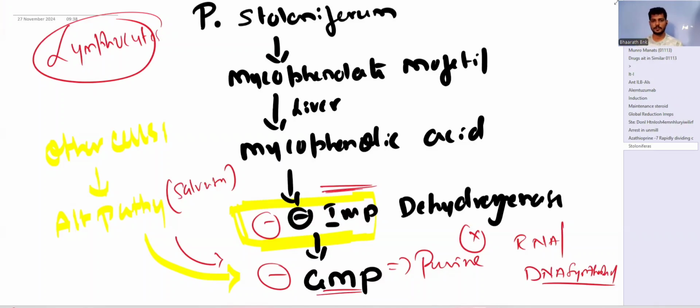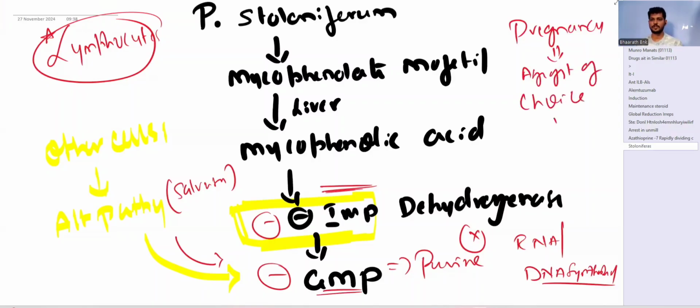So that is why mycophenolate mofetil can act only on lymphocytes. It can act on all other cells, but its action is fruitful only in the lymphocytes because they do not have a salvage pathway. And in that sense, it is more specific than azathioprine, and that is why it has replaced azathioprine in most of the conditions except in pregnancy. Right? In pregnancy, the antiproliferative agent of choice is still azathioprine. In all other conditions, mycophenolate mofetil has replaced azathioprine.